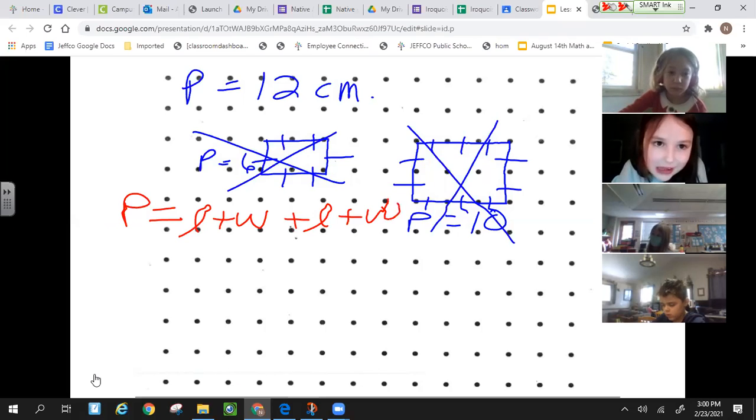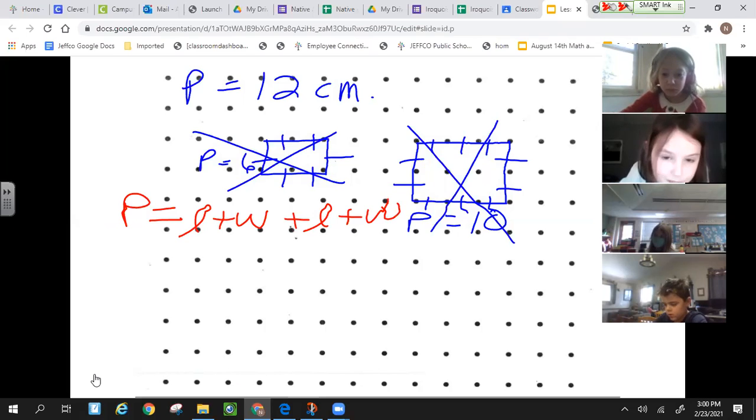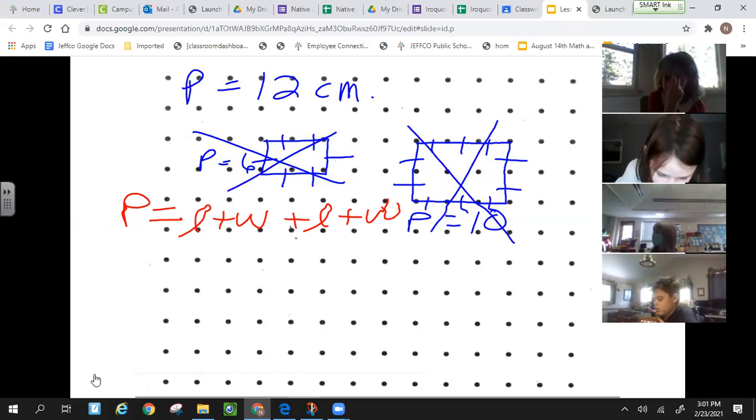So think about what numbers your side length might be. You can think like that, or you can just roll and discover. But that's how we find perimeter: length plus width plus length plus width. You found two? How many of you already found one? Oh, you guys are so good.